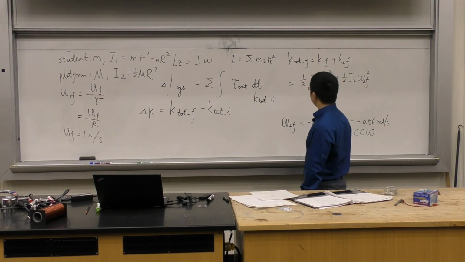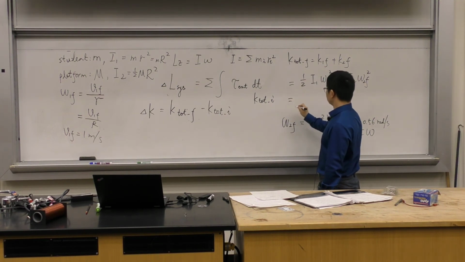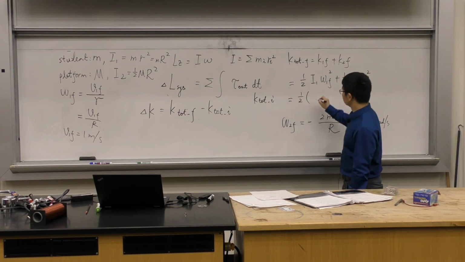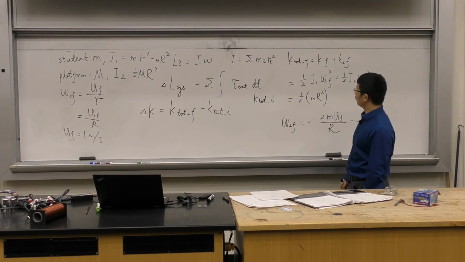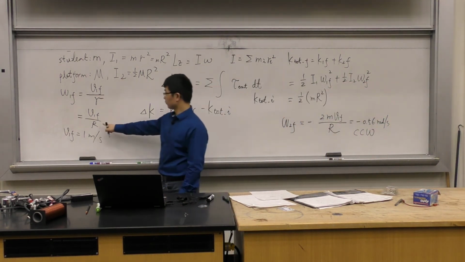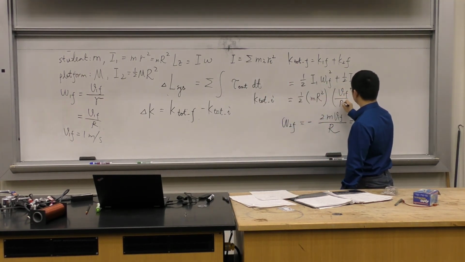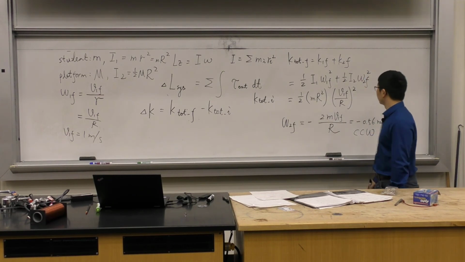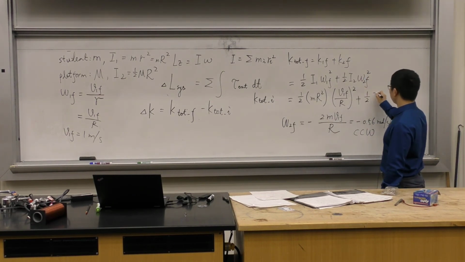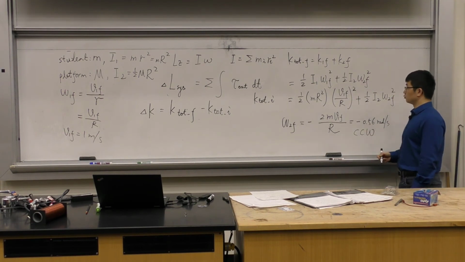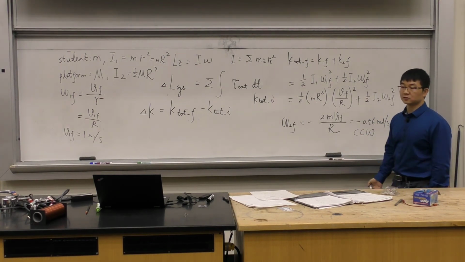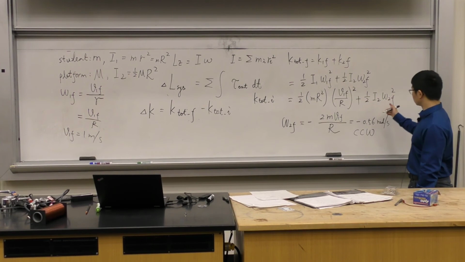Okay? And then I1 is the student. So it's going to be 1 half m r squared times omega 1f. Well, omega 1f is this. Right? So let's plug it in. V1f over r, this whole thing squared. And then this thing, well, we just calculated it. Omega 2f. Right? So you just plug it in. In this case, you don't need to worry about the sign. Even if you carry the sign, you still get the right answer because there's a square here.